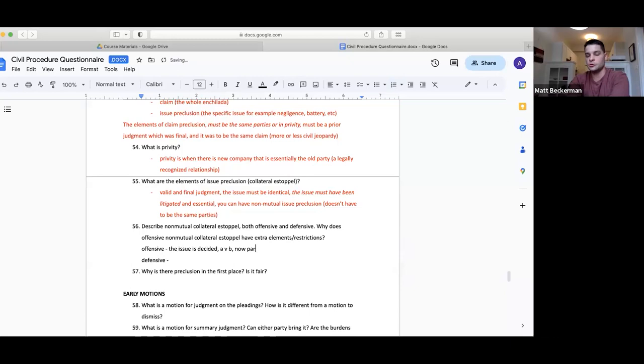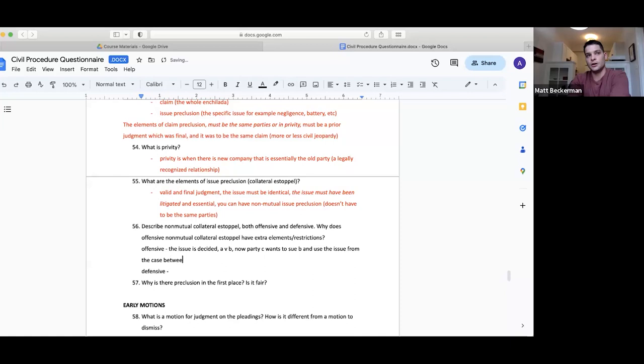That's offensive. Then defensive would be, let's say, party A and party B were in the suit. Party B was found to be non-negligent. Right, so that was defense. All right, so just repeat defensive, the same thing you're saying? Defensive is when it's being raised defensively by the party being sued, when they're saying an issue is already precluded. Offensively is when you're saying a defense. So defensive is precluding a claim. Offensive is precluding a defense.